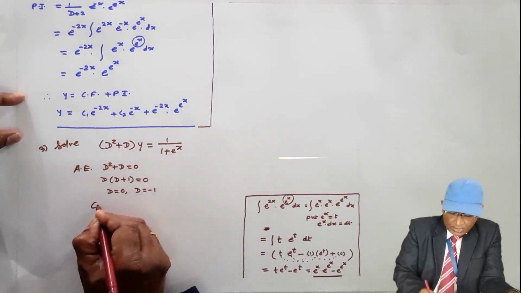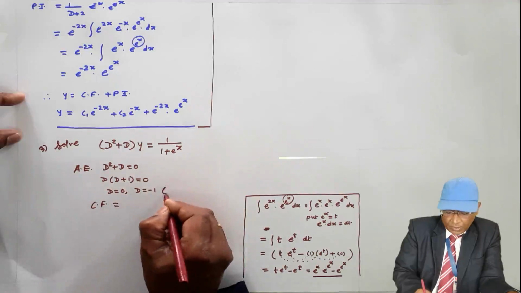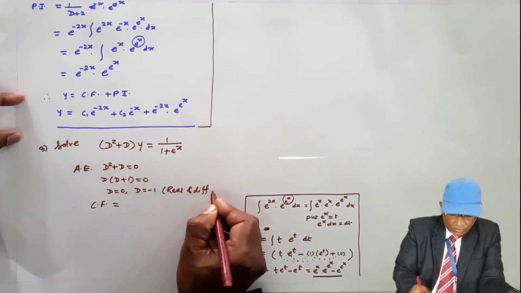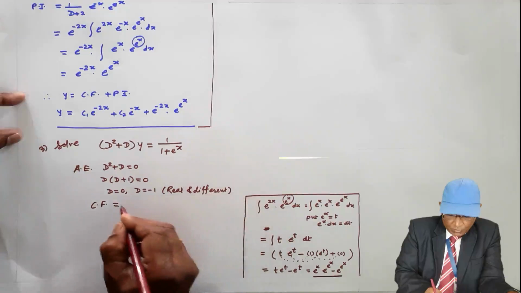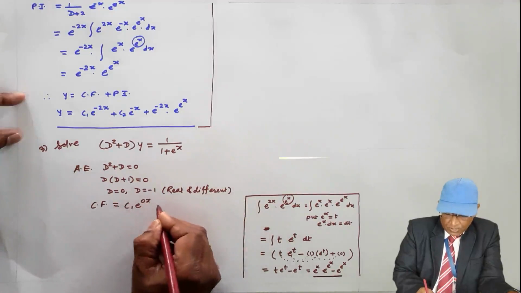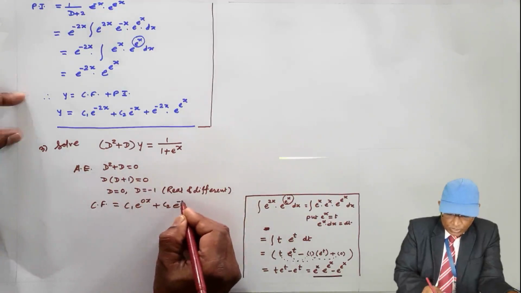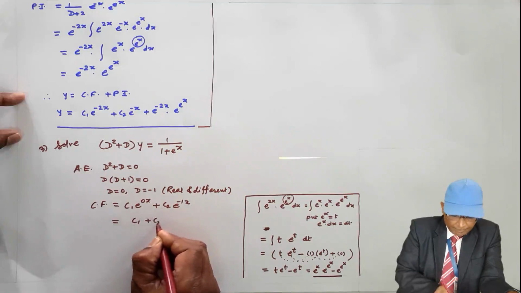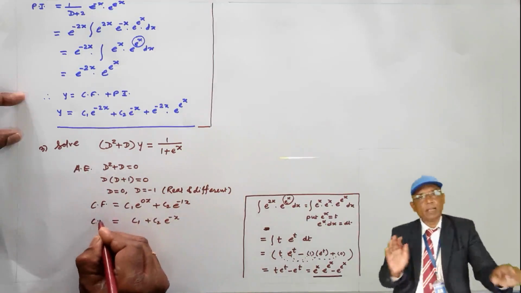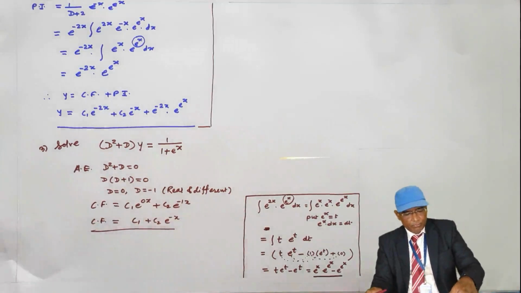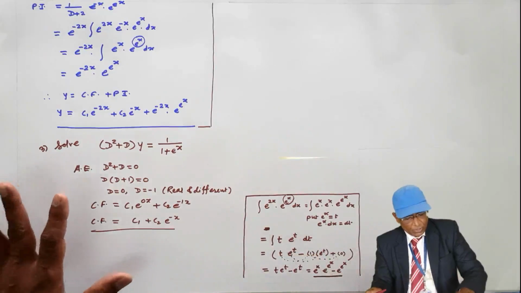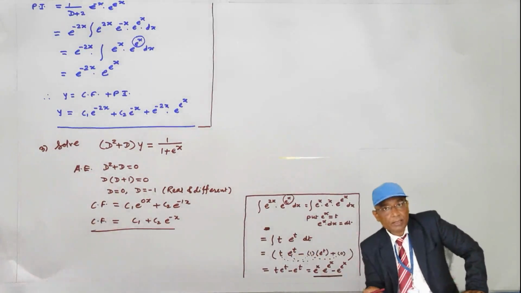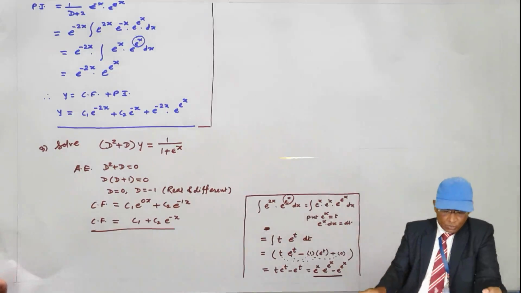For the complementary function, these roots are real and different. Therefore, the complementary function is c1 e to the power 0x plus c2 e to the power minus 1x. Okay, e to the power 0 is 1, so c1 plus c2 e to the power minus x is the complementary function. I have written it very quickly because we now have sufficient practice on the complementary function. Okay, what is the complementary function? C1 plus C2 e to the power minus x. This is the complementary function.